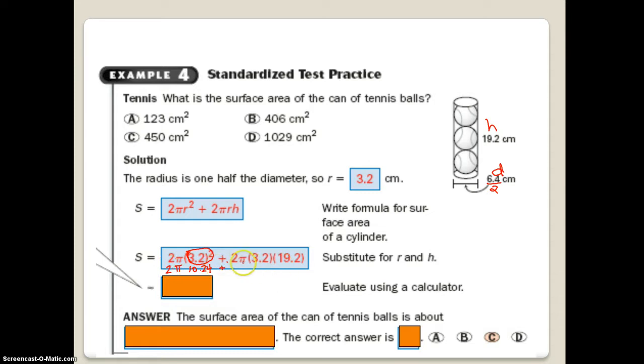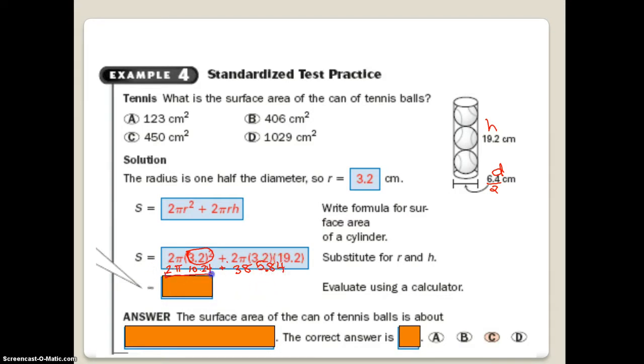Now, I can't just multiply this left to right. I can multiply this side left to right. So take 2 times pi times 3.2 times 19.2, and you will get 385, let's just round it to 84.